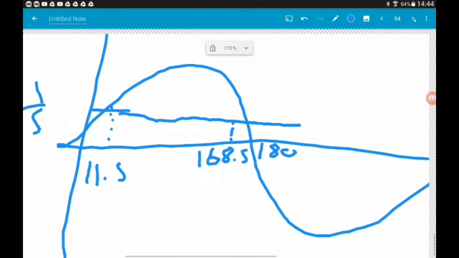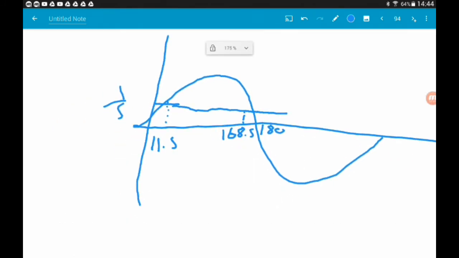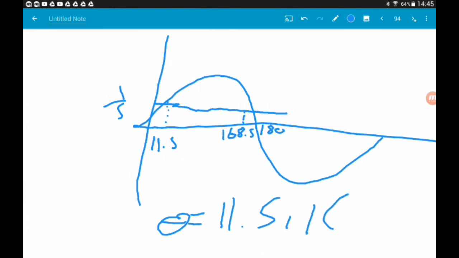168.5. So our two solutions for theta equals 11.5 and 168.5. Jobs are good, mission complete.